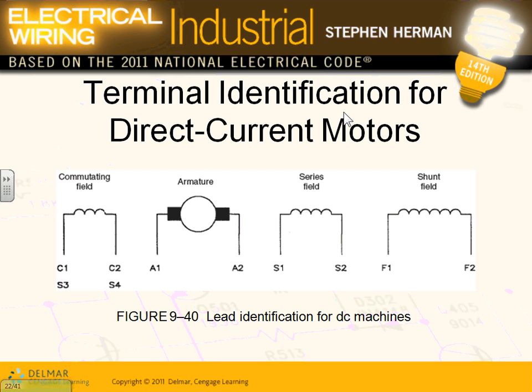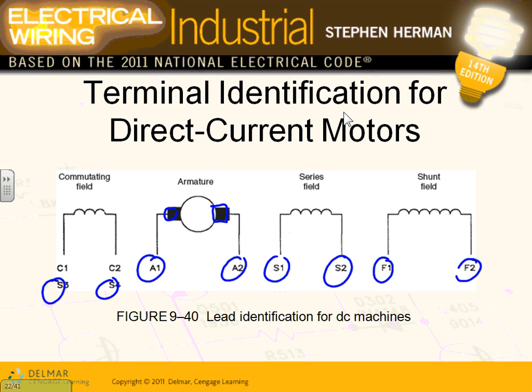This is how they come labeled, guys. The windings, the wires coming directly to the brushes, they call them A1 and A2. Then this is the series, S1 and S2, and F is for the field. And you have the commutating field. If you have another field for the commutators, they call it C1 and C2, or S1, S3, or S4. So it's like another series coil.